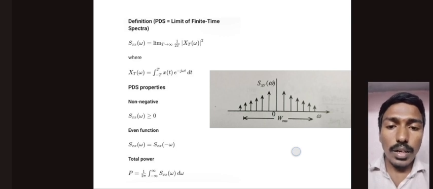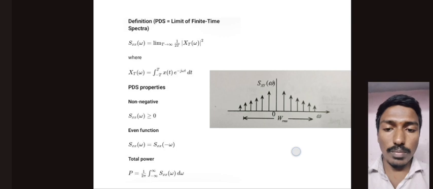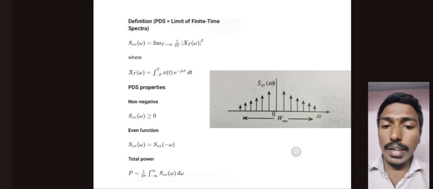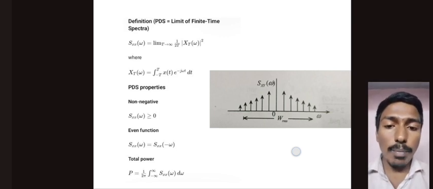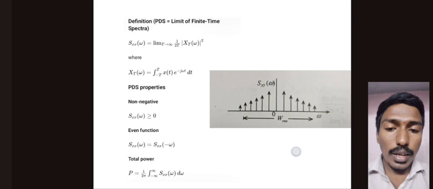Definition: PDS is the limit as T tends to infinity of 1 by T times mod square of X_T of omega, where X_T of omega is equal to the integration from minus T to T of x of t e power minus j omega t. So you will observe again the Fourier transform of the signal. So x of t becomes X_T of omega when e power minus j omega t comes.